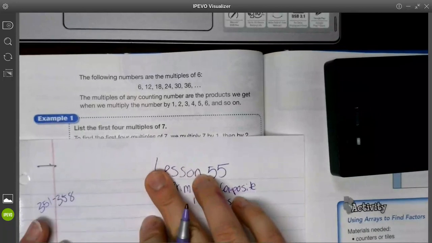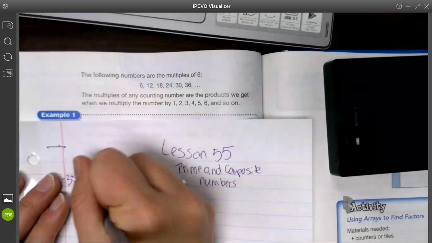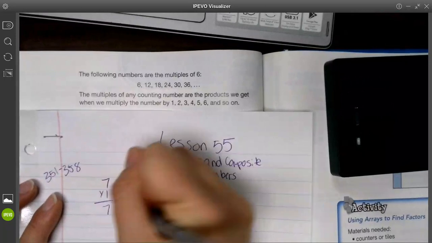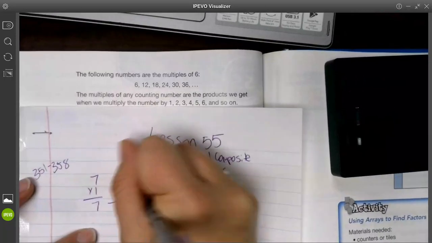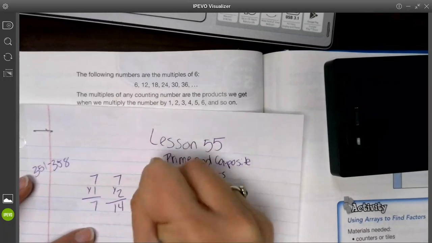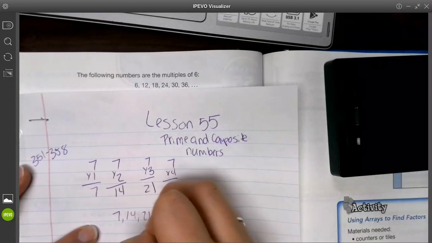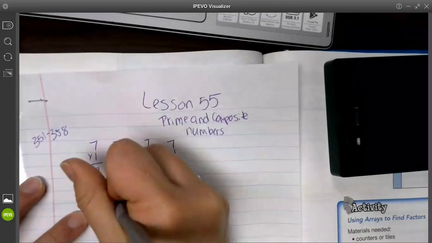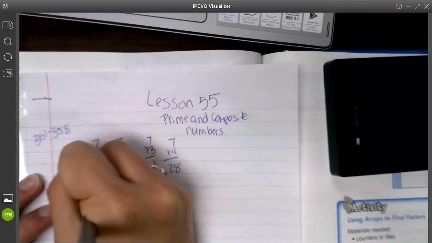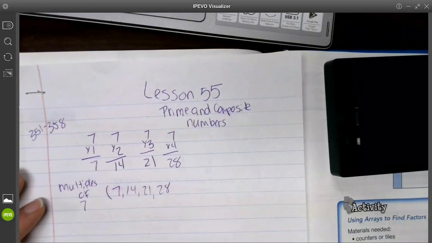So list the first four multiples of 7. Okay, so the first four multiples of 7 are going to look like this. 7 times 1 is 7. 7 times 2 is 14. 7 times 3 is 21. And 7 times 4 is 28. So the first four multiples are 7, 14, 21, and 28. So these are multiples of 7.